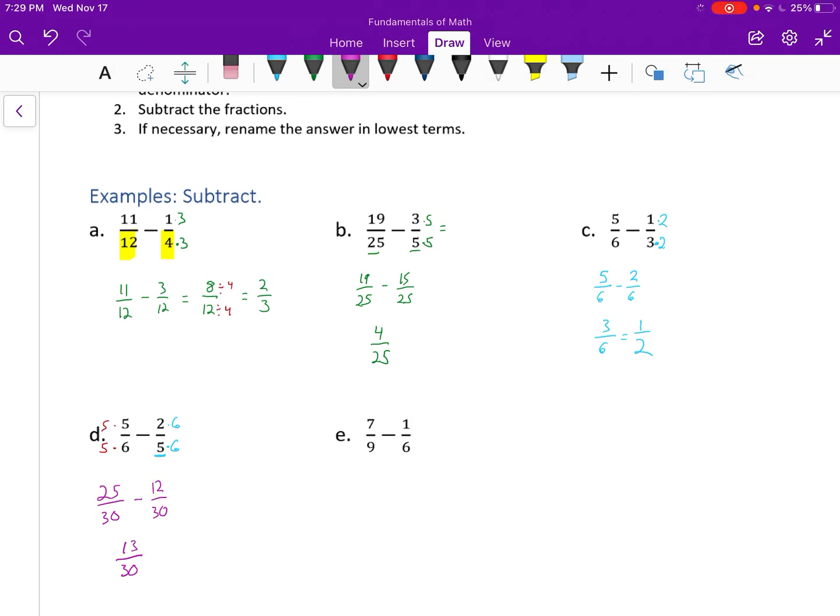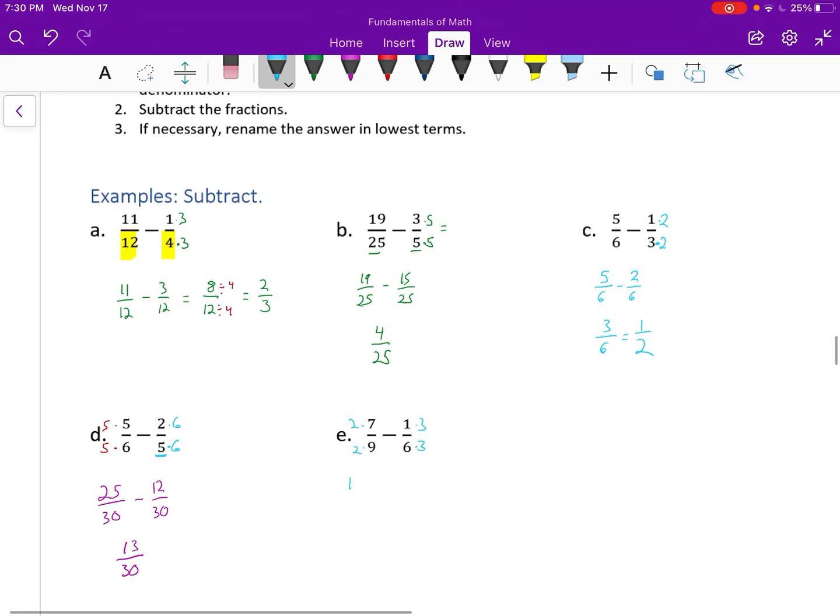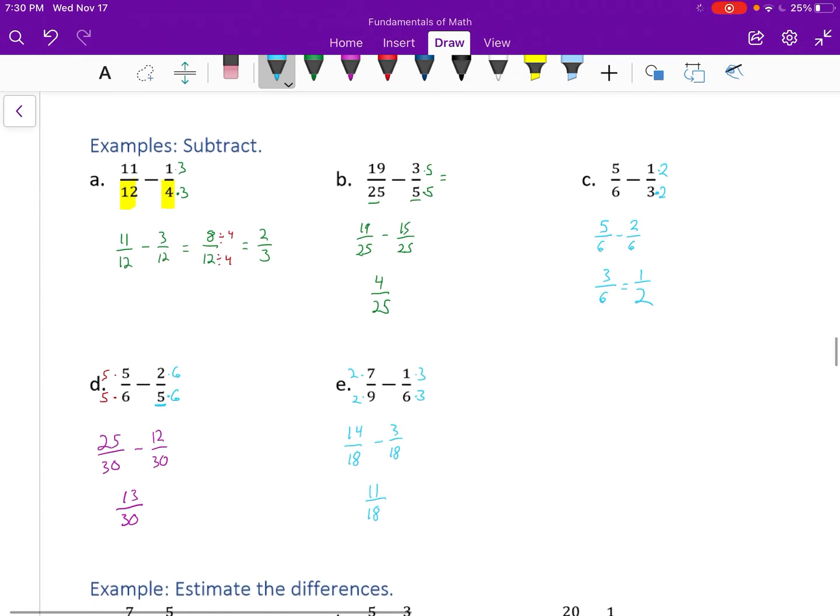And part E, 9 and 6, we want to find our least common multiple for 9 and 6. So if we count by 9s, we get 9, then 18, and we can actually stop there because 6 times 3 is 18. So our common denominator is going to be 18. Well, to get 9 to be 18, we have to multiply by 2. And to get 6 to be 18, we have to multiply by 3. So this is 14/18 minus 3/18 gives us 11/18. That is in lowest terms, so we're finished there.